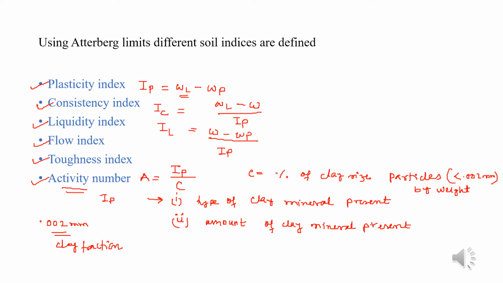So these are the different indices that we have talked about so far, and now we will see how they are helpful in classifying different soils. There are different guidelines given based on IL or IC or IP or this activity number for defining the consistency of fine grained soils, the consistency of cohesive soils, mainly clay or sometimes silt. So let's go ahead.